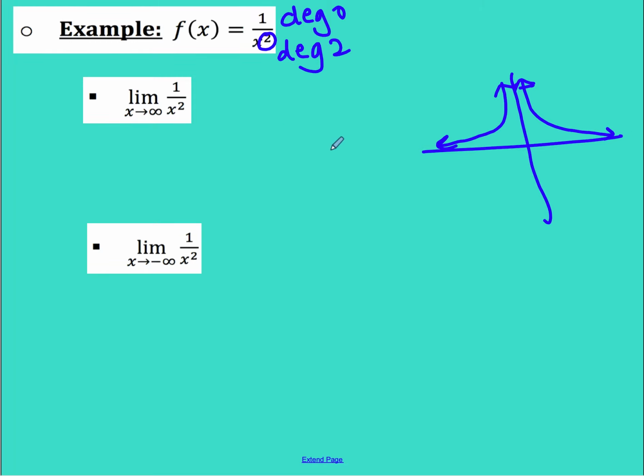The other thing is, once again, you could think about 1 over infinity squared. That's an extremely large number. I mean, infinity is the biggest number, and then if you square it, it's just going to make it even bigger. So 1 divided by an extremely large number would approach 0. Same thing with negative infinity. That would approach 0.